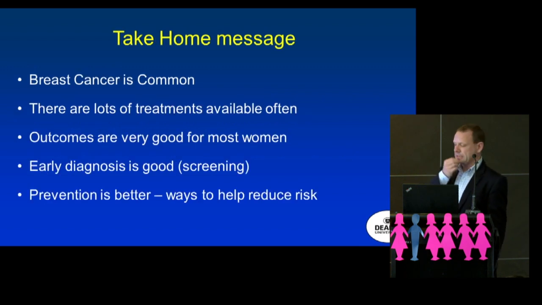So the take-home message, and this is my last slide. Thank God, she says. Breast cancer is common. Okay, as I said, 1 in 8 women will get breast cancer in their life. But if we looked at the families touched by breast cancer, it's almost universal. Most families will have someone with breast cancer, unfortunately, affected. There are lots of treatments available. There's lots of things that we can do to prevent that breast cancer coming back, to treat it, to control it, to do something to improve that woman's life. And those outcomes are very good and getting better. So there are more and more women doing better and better with breast cancer.